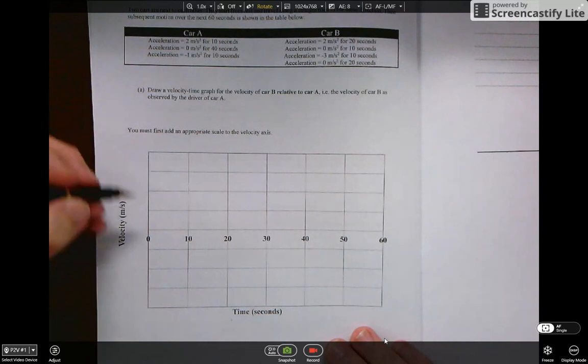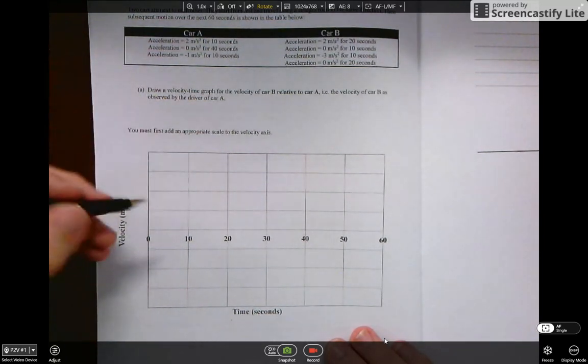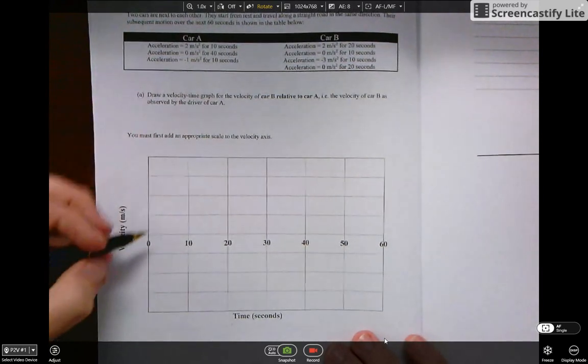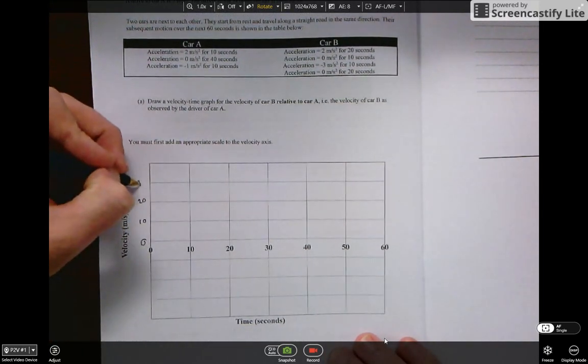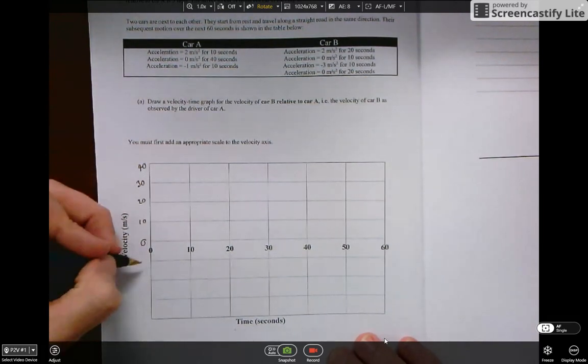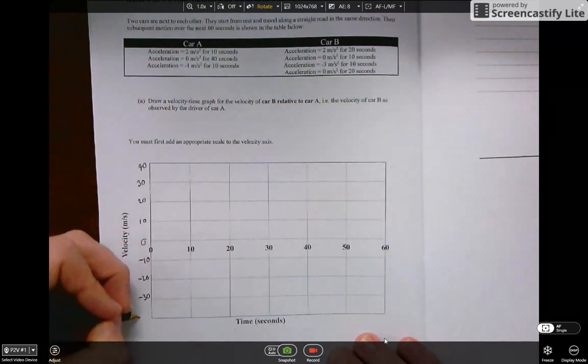We're asked to draw a velocity time graph for the velocity of car B relative to car A, so that's as observed by the driver of car A. Now, first of all, let's just draw the velocity of the two cars separately. So minus 20, minus 30, minus 40.